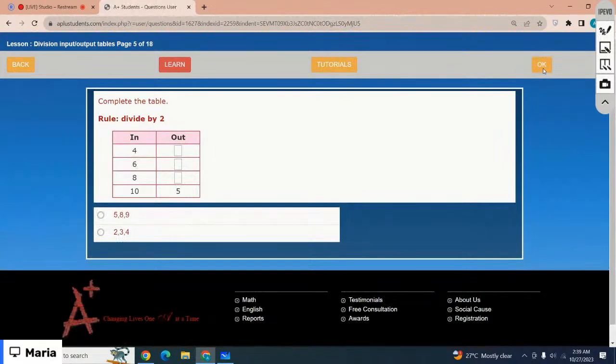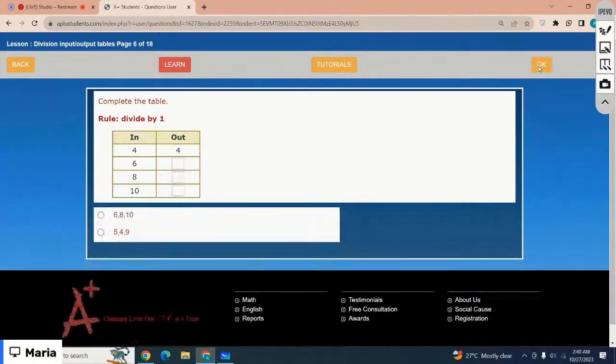Very good. The next one is complete the table. Divide by 2. So which is the correct option? The correct option is yes, they are 2, 3, and 4. Option number 2 is the correct option. Very good.